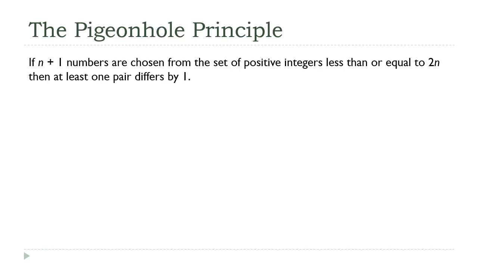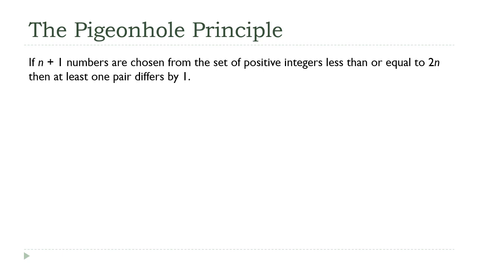So we've got a couple interesting examples of situations where we can apply this pigeonhole principle. In this first one, I want to show that if you pick n plus 1 numbers from the set of positive integers less than or equal to 2n, then at least one of those pairs has to have a difference of 1. Right, so here's how I'm going to do this.